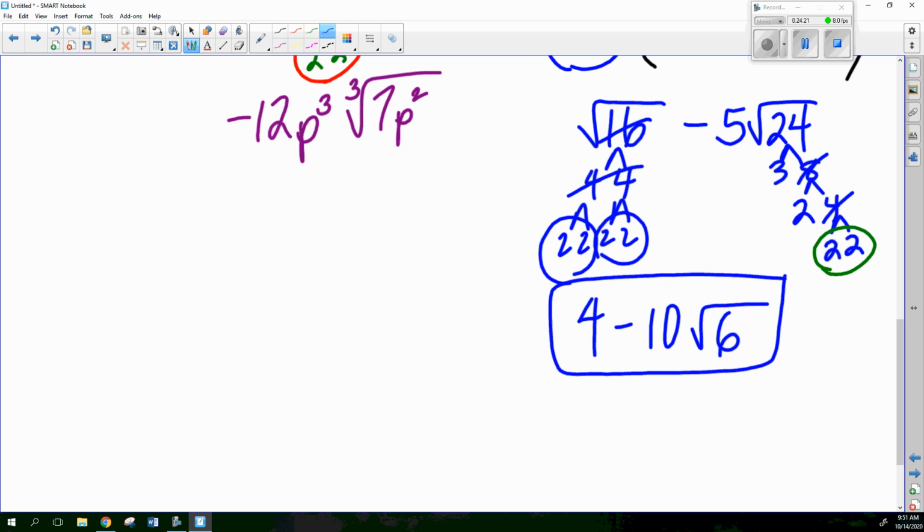And they are not like terms. One of them has a radical, the other one does not. There is no chance that they are like terms. That's the final answer. Questions?